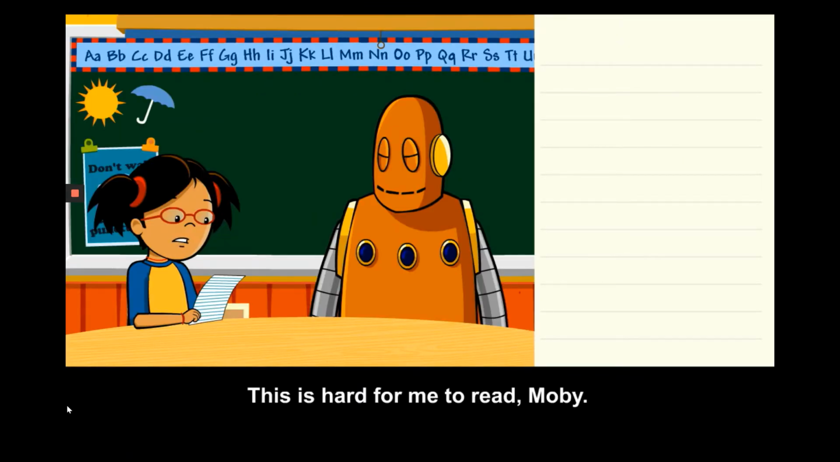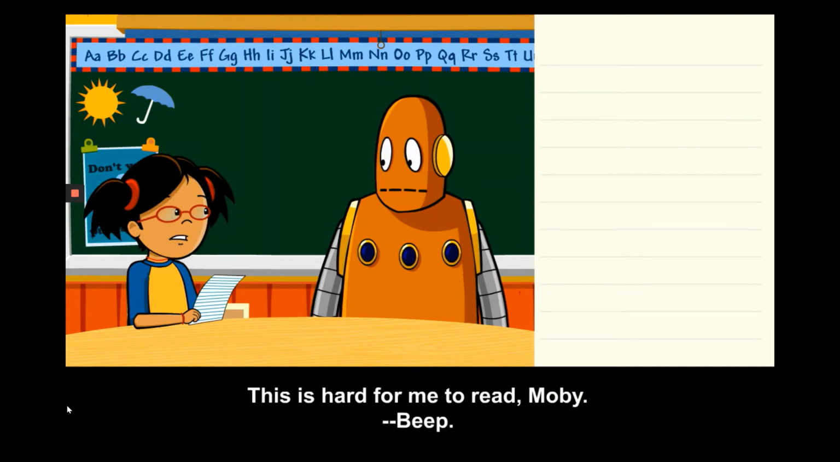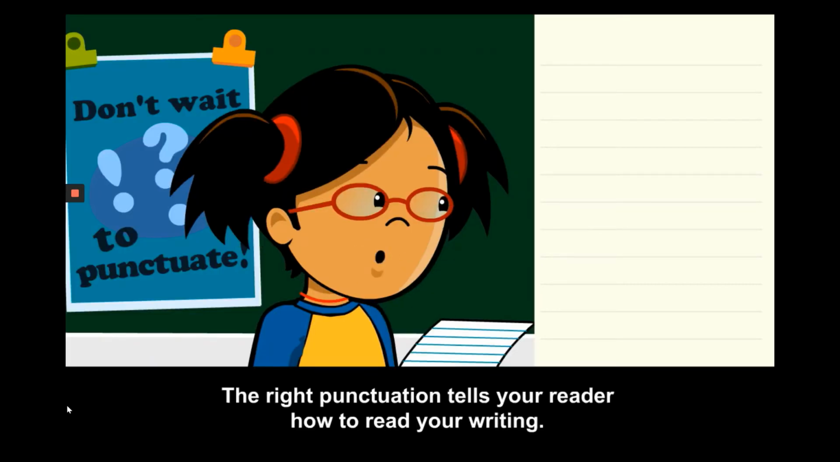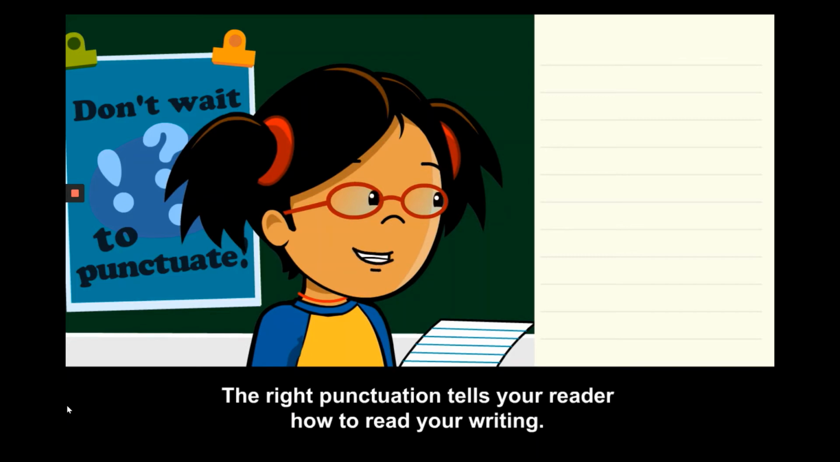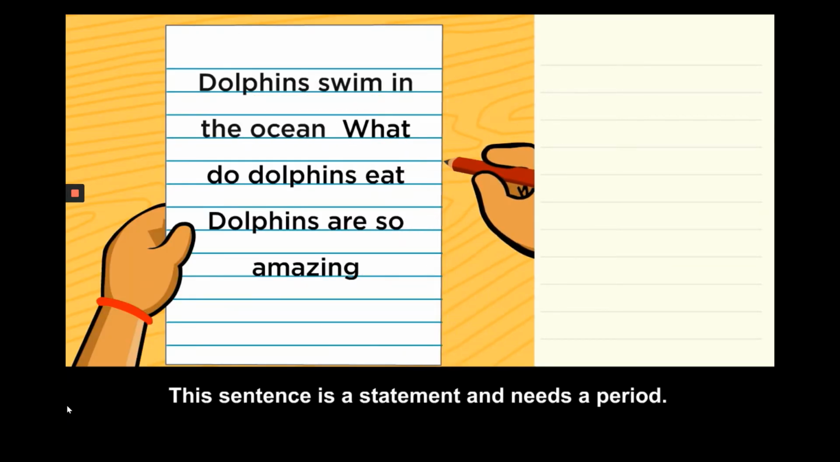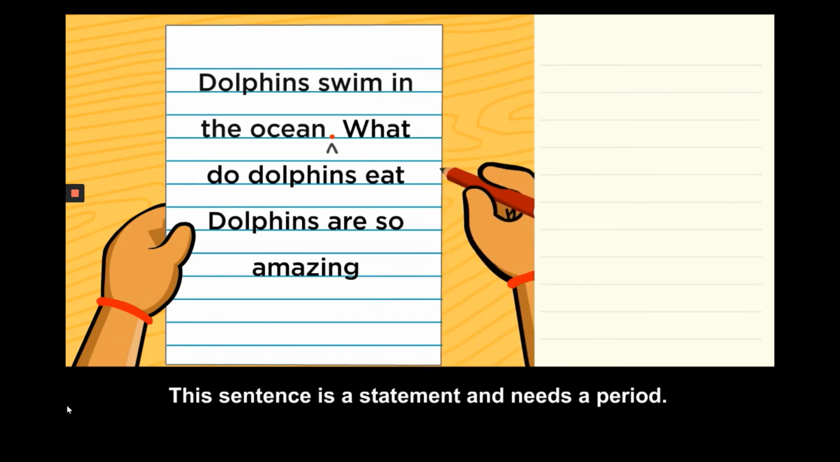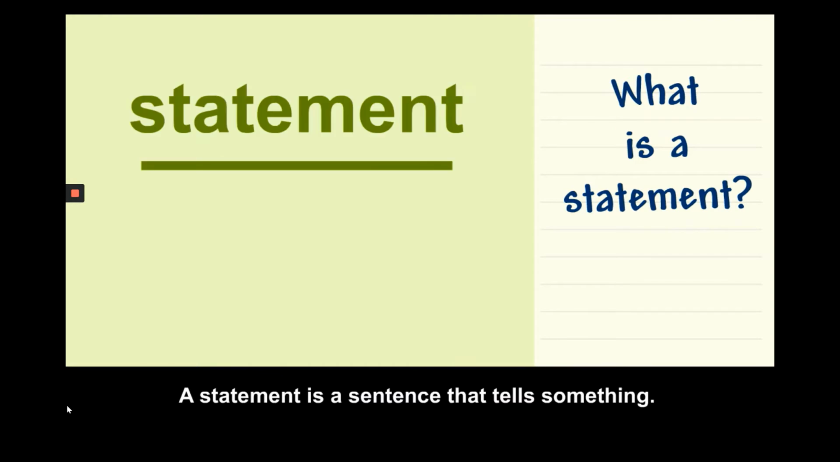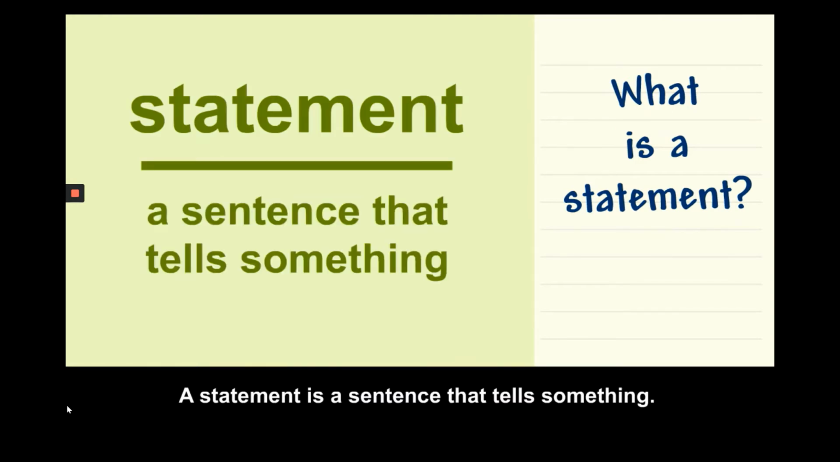This is hard for me to read, Moby. There aren't any punctuation marks, and all of your sentences run together. The right punctuation tells your reader how to read your writing. This sentence is a statement and needs a period. What is a statement? A statement is a sentence that tells something.